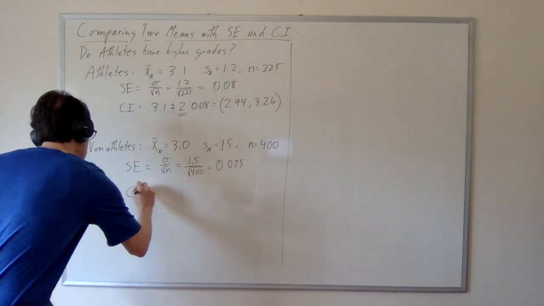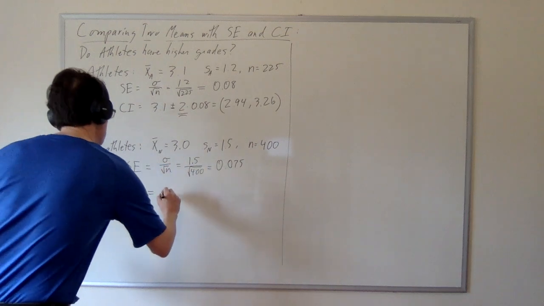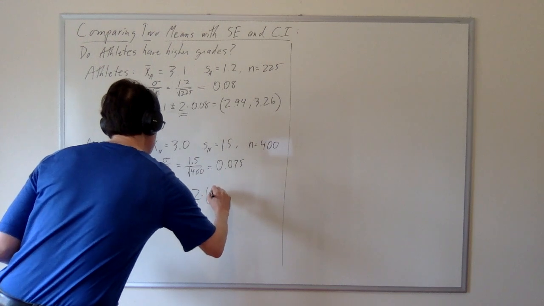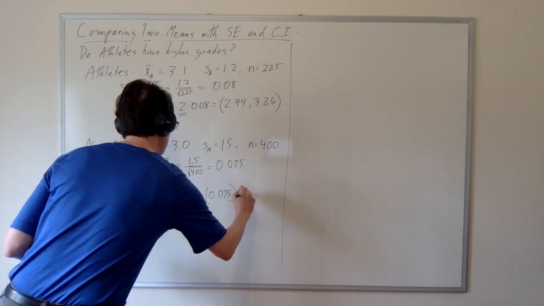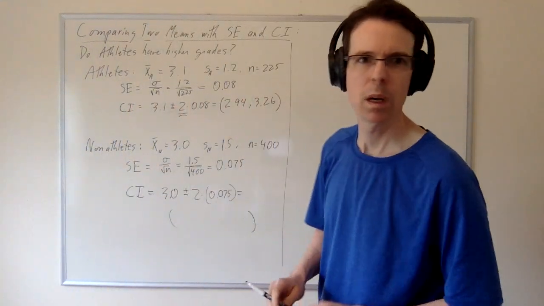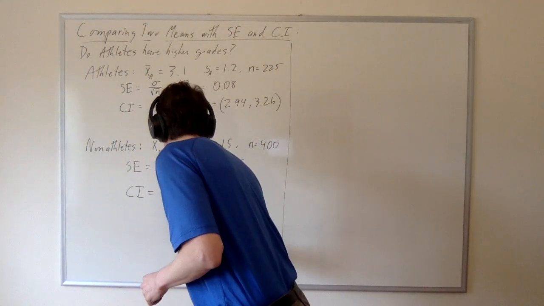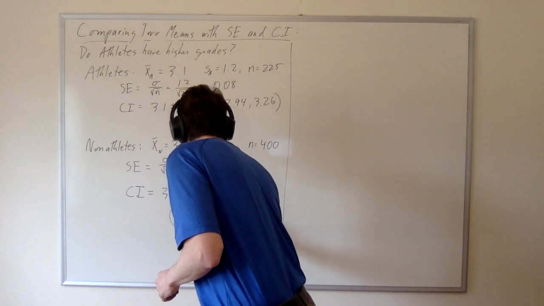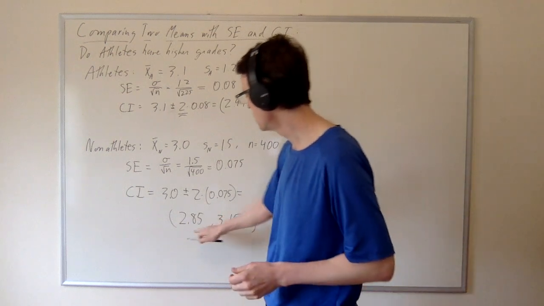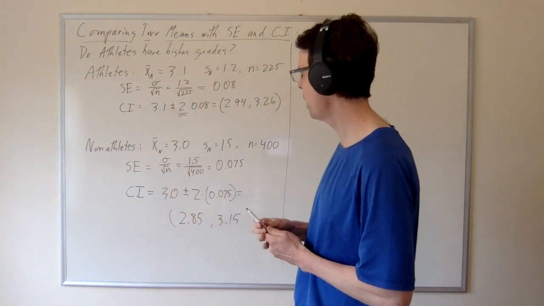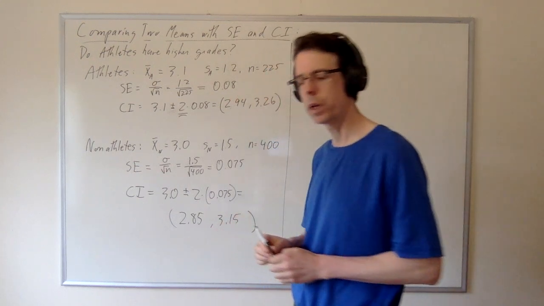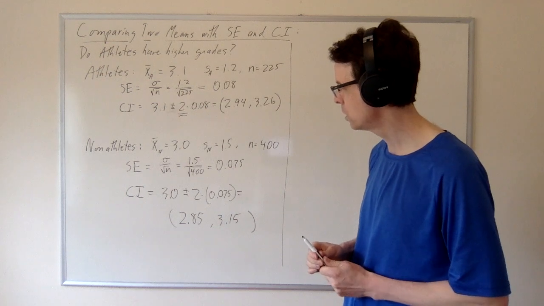And so we'll make the confidence interval by starting with the measure 3.0 now, plus or minus double 0.075. And that will give us a range of values which extends from 2.85 to 3.15. And again, the meaning of that confidence interval is that somewhere in this range, the true average GPA of the non-athletes at the whole school should reside. We can say that with a confidence level of 95%.